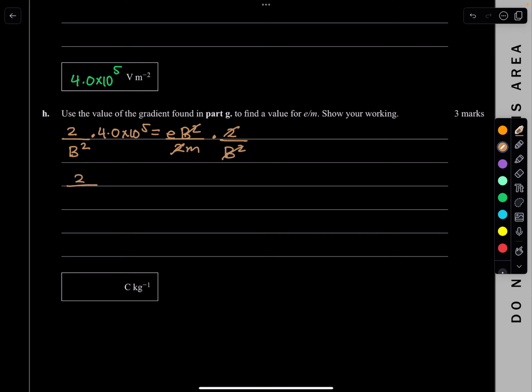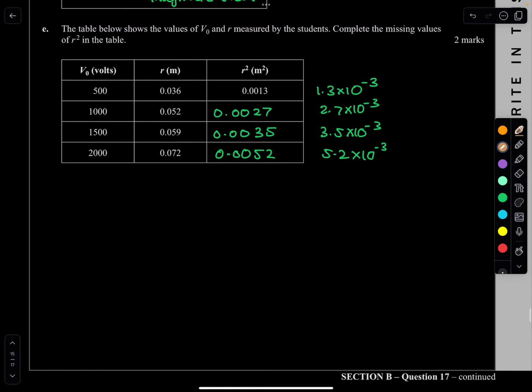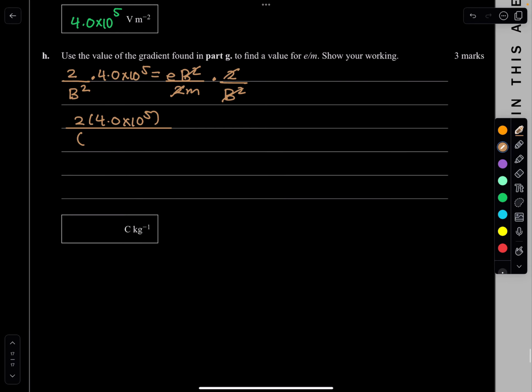So basically 2 times 4.0 times 10 to the power 5, over your B squared. What's the magnitude of your B? 2 millitesla, so 2 times 10 to the negative 3, all squared. So that is going to be equal to E over M. So 2 times that over 2 times 10 to the negative 3 squared. That gives you basically 2.0 times 10 to the power of 11. Beautiful. And that is it for this exam.